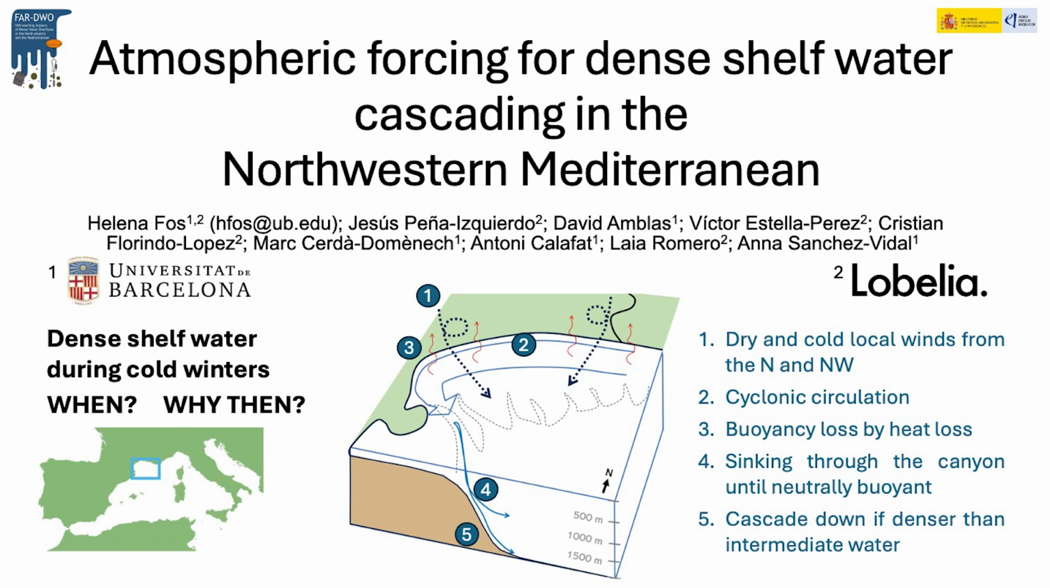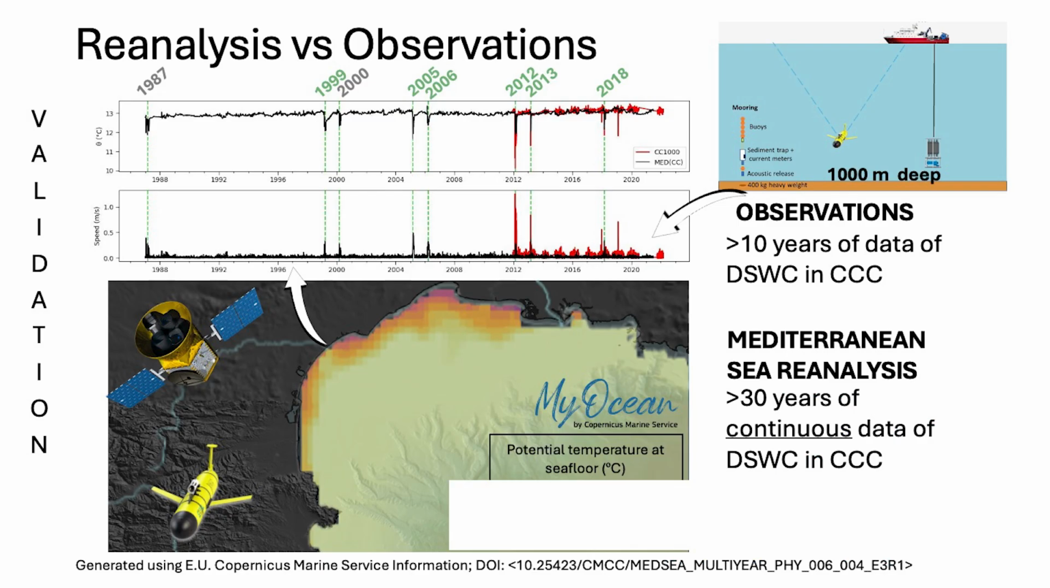Can you please pass the slide, please? Yes, thank you. So these are some of the observations of a mooring line. And here, next slide, please. Well, next, please. So our analysis product to see the previous cascading events previous to the observations. Yes, like this. Thank you.